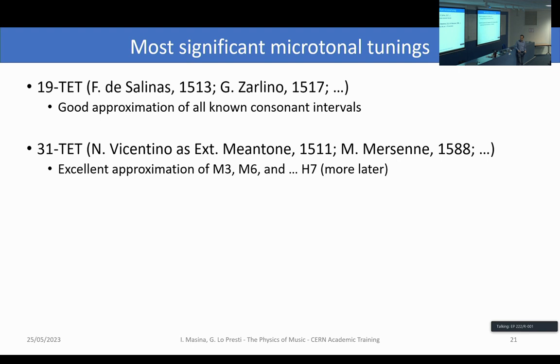In fact, 31 tones per octave is quite good at that. And again, this comes from long ago. It's not very modern. And it's very well approximating the major third, the major sixth, and also this thing, which is called the harmonic seventh.